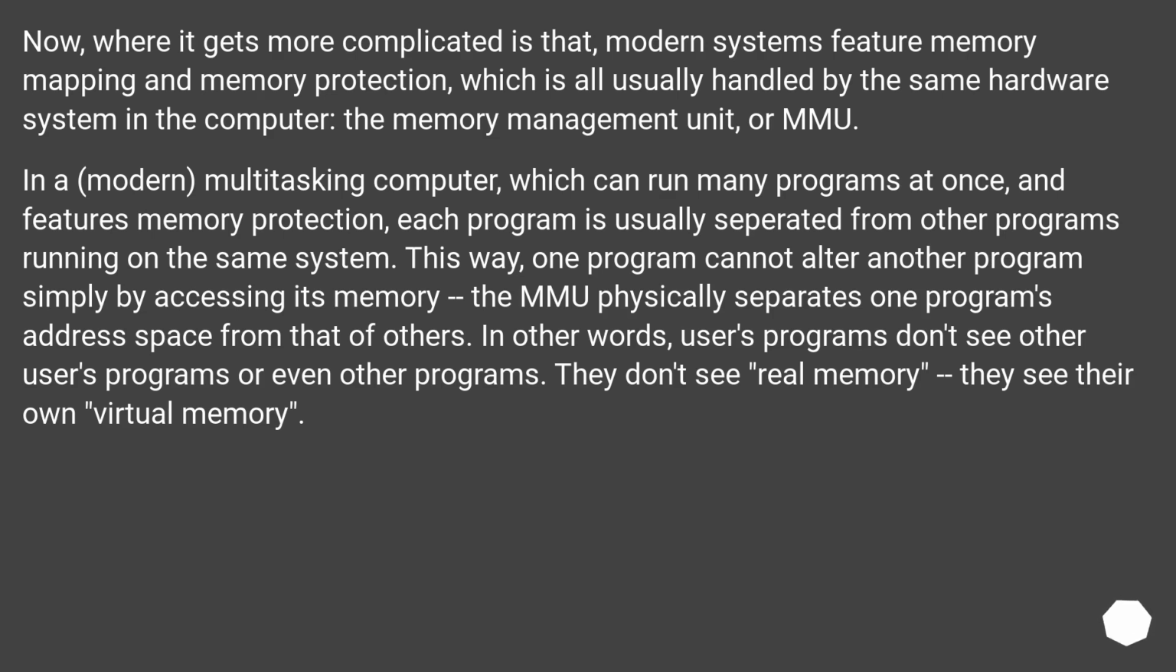Now, where it gets more complicated is that modern systems feature memory mapping and memory protection, which is all usually handled by the same hardware system in the computer, the Memory Management Unit, or MMU. In a modern, multitasking computer, which can run many programs at once, and features memory protection, each program is usually separated from other programs running on the same system. This way, one program cannot alter another program simply by accessing its memory. The MMU physically separates one program's address space from that of others. In other words, users' programs don't see other users' programs or even other programs. They don't see real memory, they see their own virtual memory.